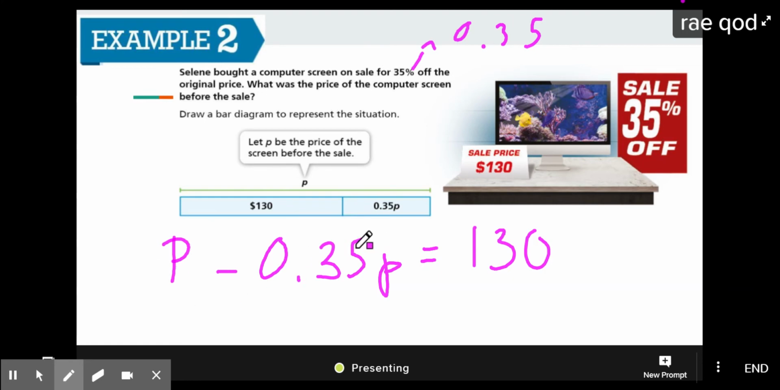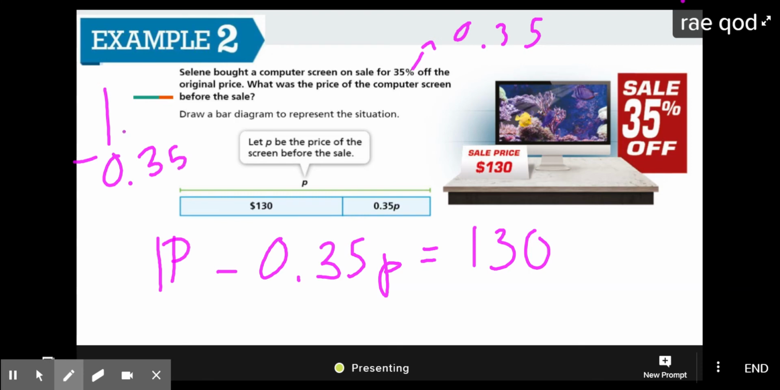In the first 2 problems, we added our like terms. Well, now we're subtracting them. But you might be thinking, okay, P minus 35 hundredths, there's nothing to subtract from. Well, every variable has a coefficient, whether we see it or not, at least of 1. Meaning this was the whole price, right? So we would do 1 minus 35 hundredths.